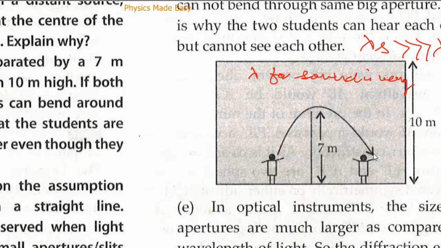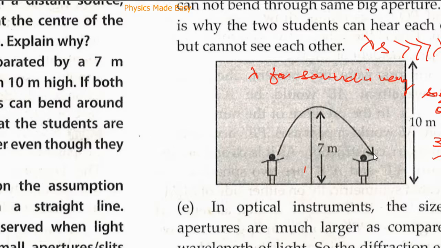And for diffraction to take place, the size of the obstacle should be approximately equal to the wavelength lambda, or should be comparable with the wavelength. Now 7 meters can only be compared with the wavelength of sound waves, and not with the wavelength of light waves.